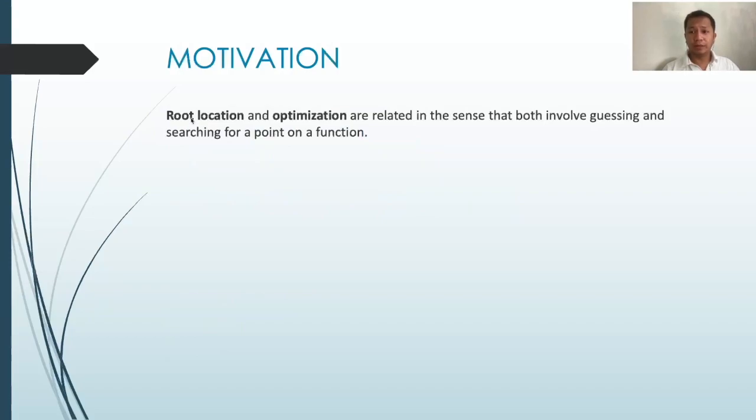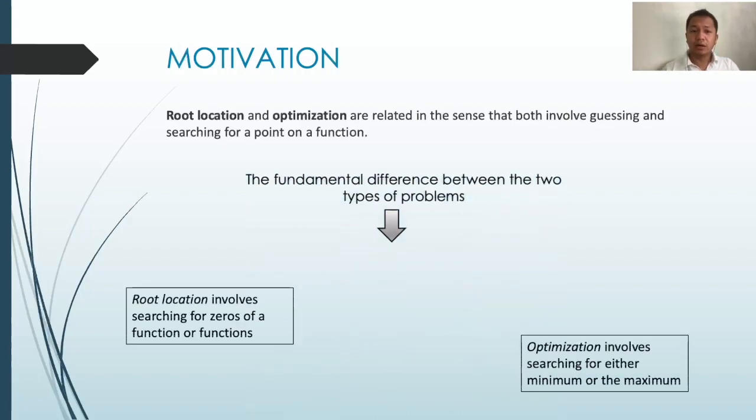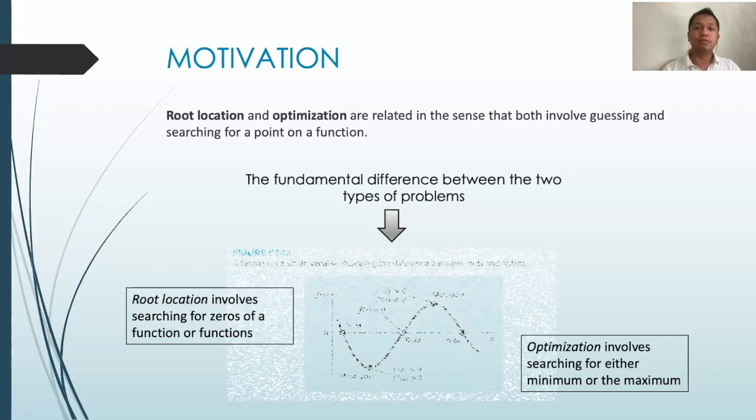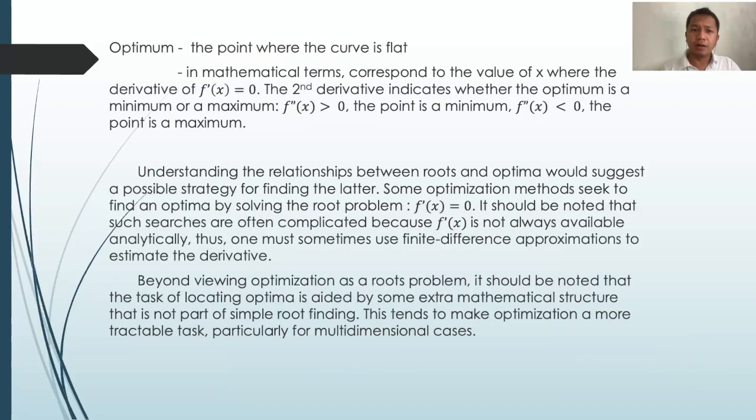So to start with, for the motivation, root location and optimization are related in the sense that both involve guessing and searching for a point on a function. Their main difference is that root location involves searching for zeros of a function or functions, while optimization involves searching for either a minimum or a maximum. So this figure depicts what I said earlier.